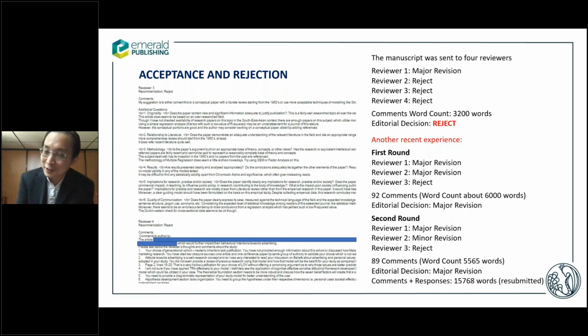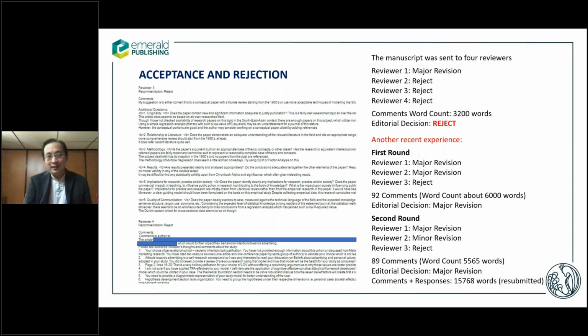this is another, I don't know how to describe it. It was not fun in the process, but after it was done, it was a huge relief. I received this email. Basically, sorry, there are two emails here. The first one, reviewer 1, major. Reviewer 2, 3, 4, reject, reject, reject. And the editorial decision is reject.